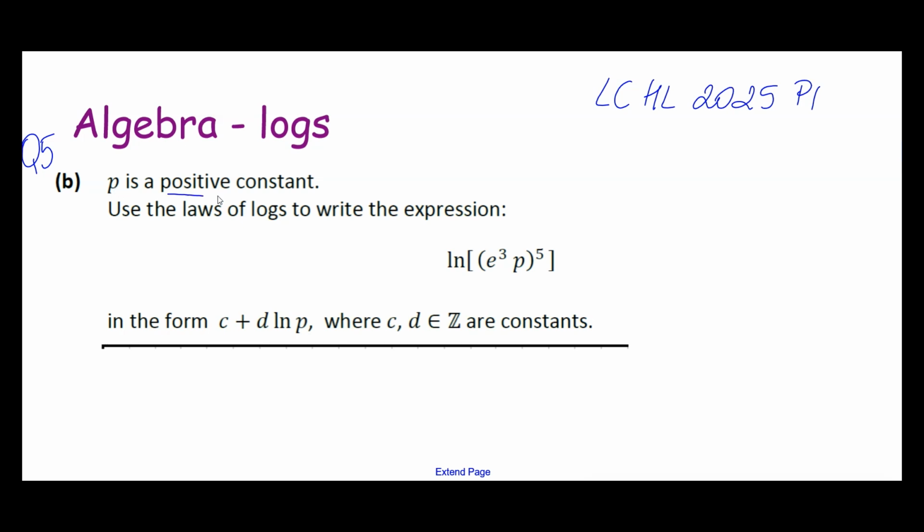P is a positive constant. What do they actually mean when they say that? Positive, we know, means not negative. And constant basically means a number. So P is a number that is a positive value. That's all they mean.